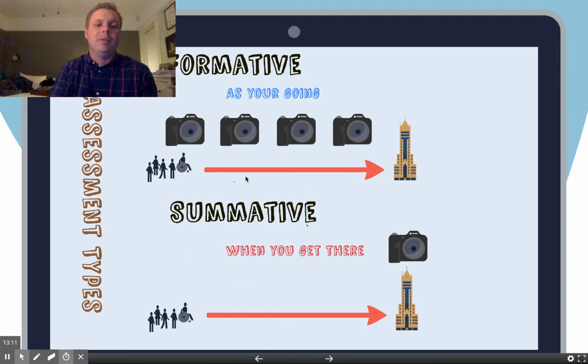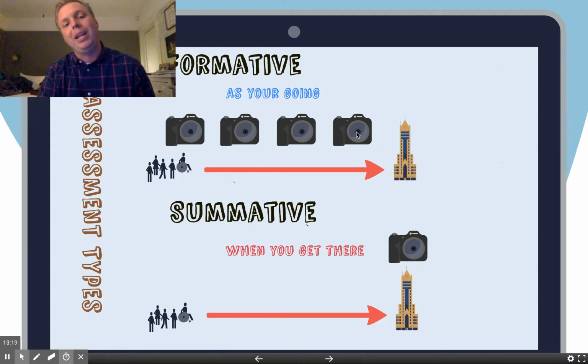First off, formative assessments are like, if I want to get to the Empire State Building, those are the pictures I take along the way to make sure I'm on the right route, or the route that I've planned.